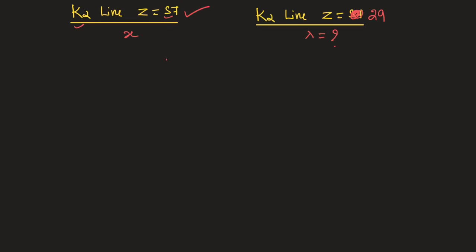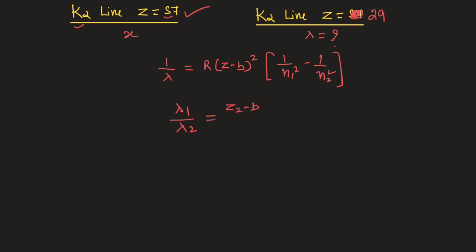For that I can use this formula: 1 by lambda is equal to R(Z minus b) square, into 1 by n1 square minus 1 by n2 square. Now the rest of the things you can say is a constant. So I can write lambda 1 divided by lambda 2 is equal to (Z2 minus b) divided by (Z1 minus b) whole square. So lambda 1 is X, lambda 2 I have to calculate, and Z2 is 29 minus 1, and this one is 57 minus 1, whole square.